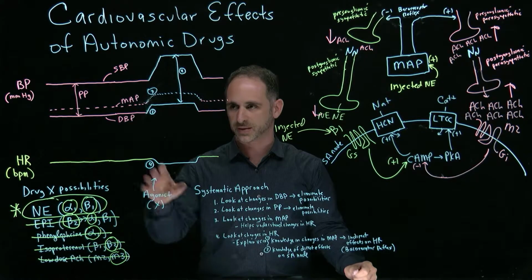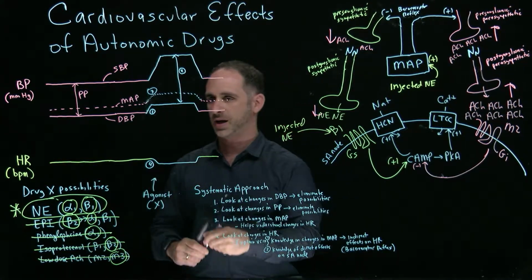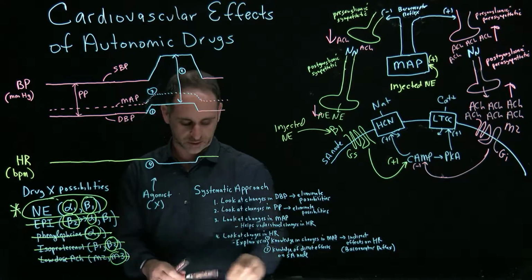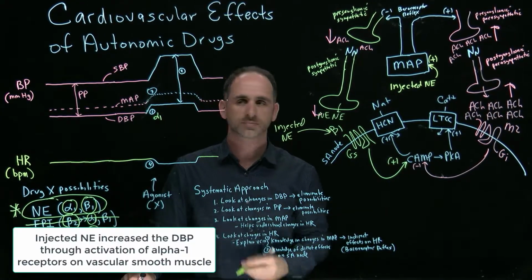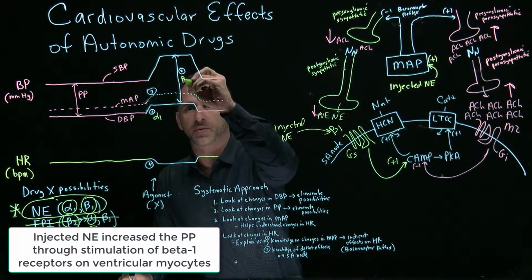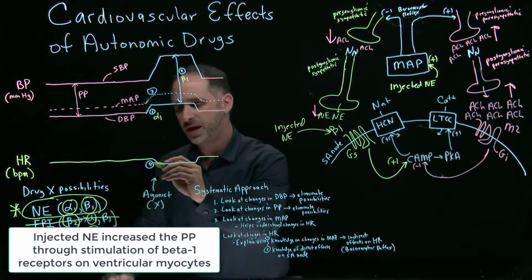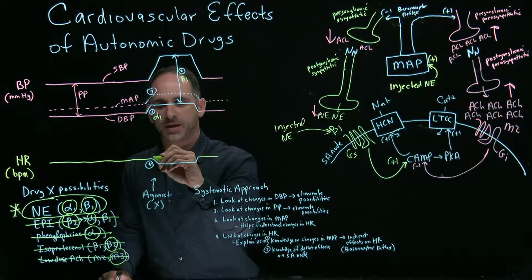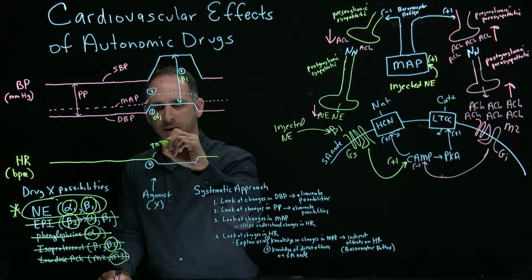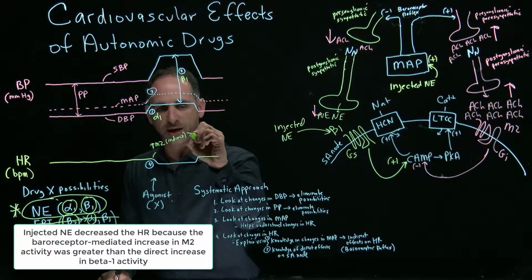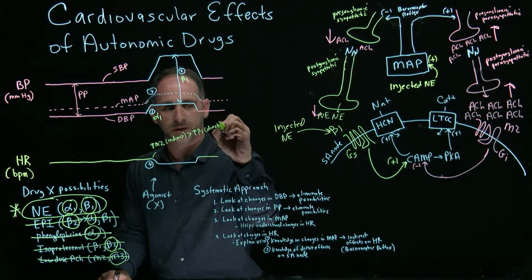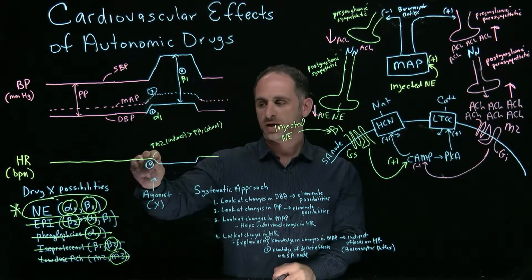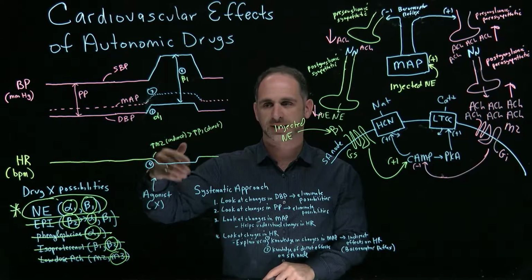So to summarize the effects that we're seeing here, and we can use this color here, this increase here was from the alpha-1 effect. This increase in pulse pressure was from a beta-1 effect. This drop in the heart rate is from an increase in M2 activity. This is what we would call the indirect effect, and that was greater than the increase in beta-1, which was the direct effect.